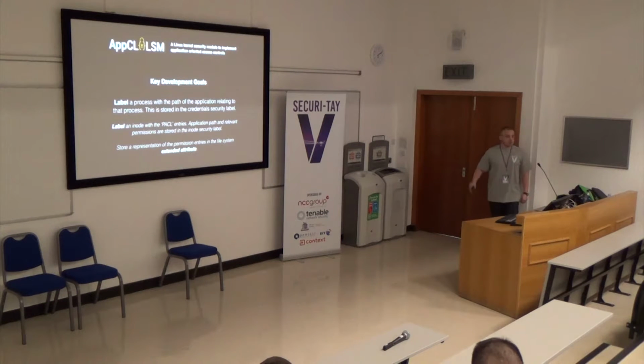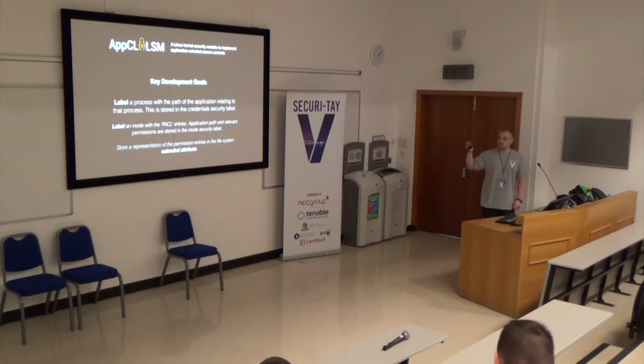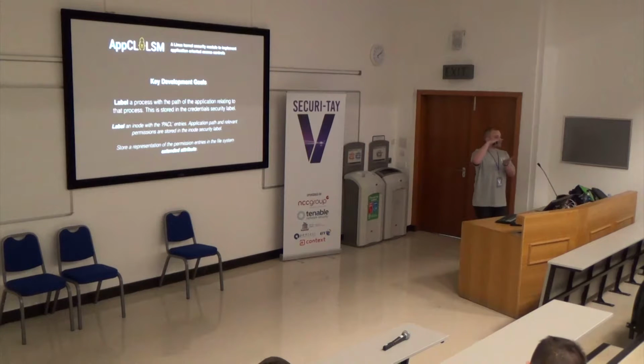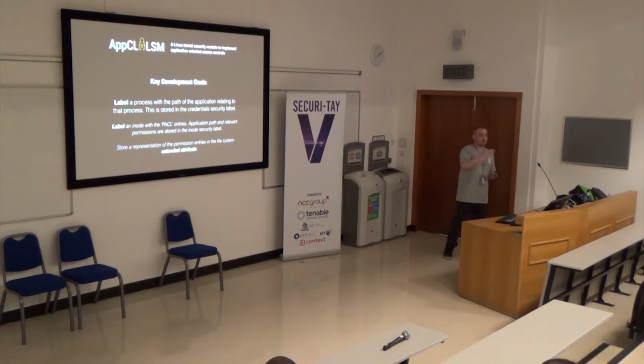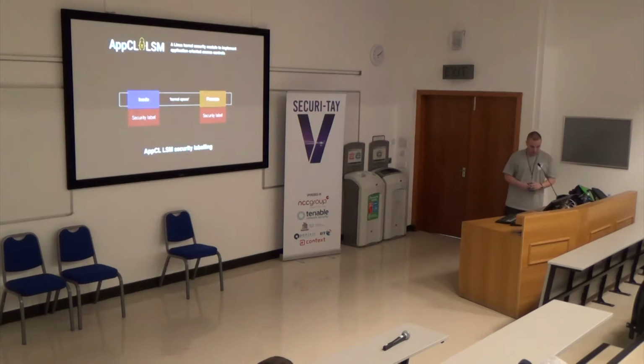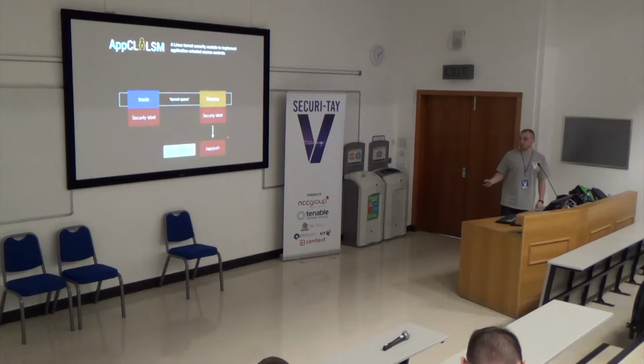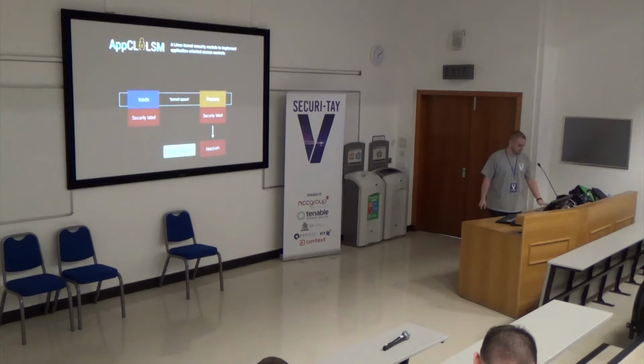So the key development goals, I'm going to go through these one at a time. The first one is to label a process with the path of the application, so that the process stores the path of the application, and we're then able to identify those applications based on the path. As we saw before, we've got security labels on our kernel data structures, and AppCL wants to add the application path to the security label.